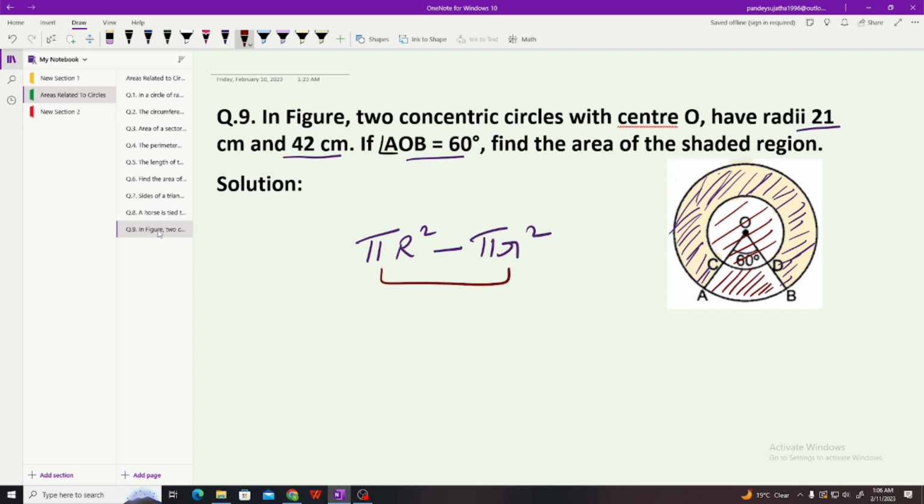So, which portion is this? How are you going to find this portion? To find this portion, we are going to find the area of this sector where the radius is 42 centimeter. I am taking this as capital R.